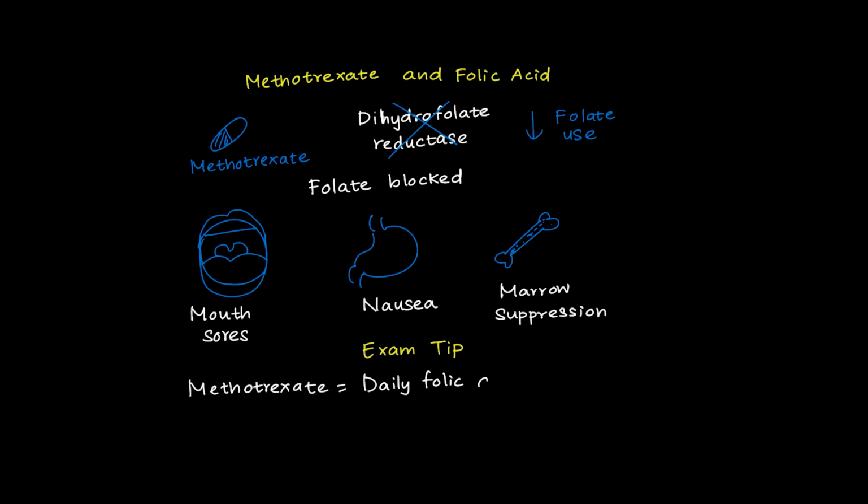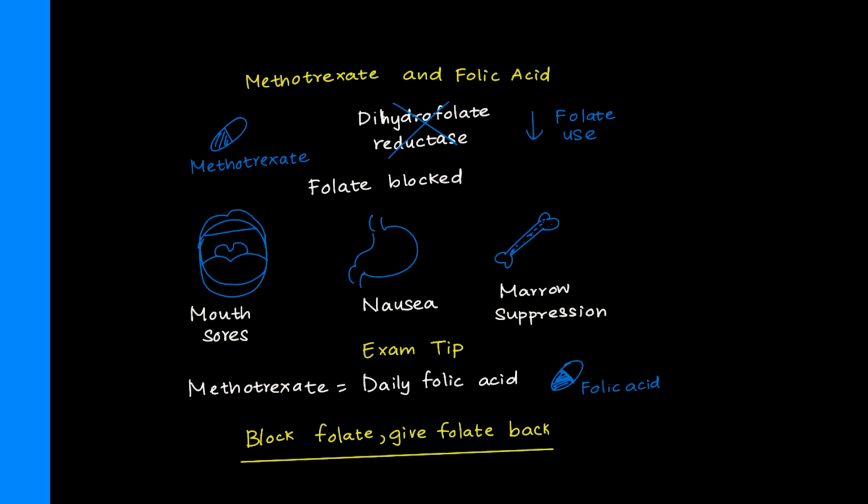Option A, calcium, helps bones but does nothing here. Option B, iron, treats a different kind of anemia. Option C, vitamin D, does not touch folate metabolism. Here's a WGU D446 OA exam tip for you. Anyone on methotrexate should take daily folic acid to prevent side effects. Recall hook. Methotrexate blocks folate, so give folate back.